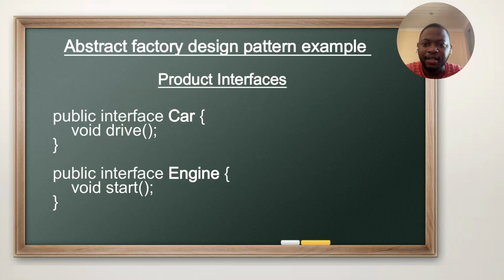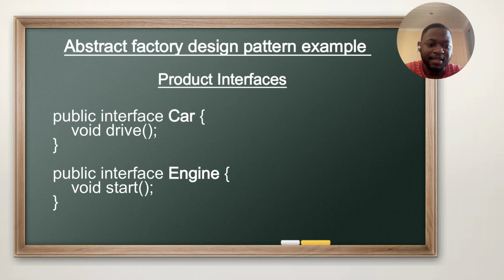Let's go to the next slide. So here we have our abstract factory design pattern example. We have our product interfaces, our car interface and our engine interface, since this example is on car products. Our car interface has the drive signature method, and below that we have our engine interface that has the start signature method.